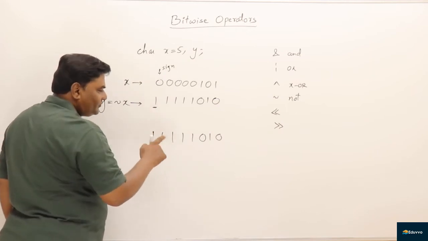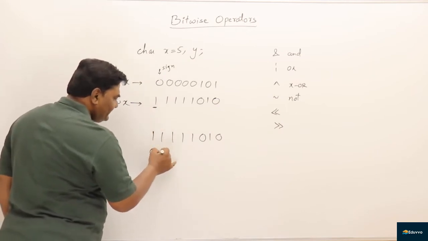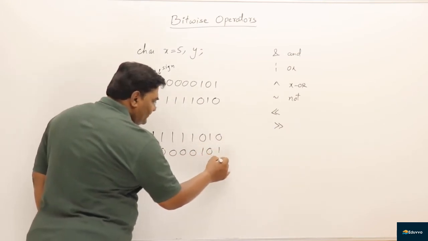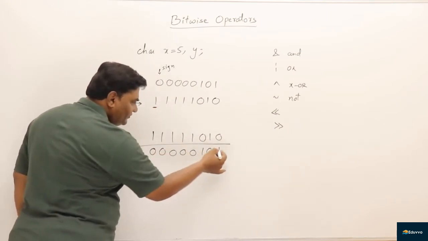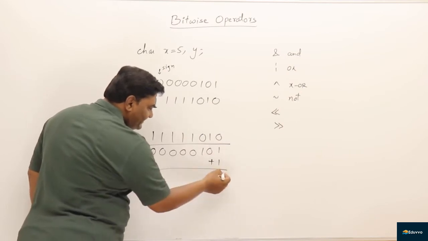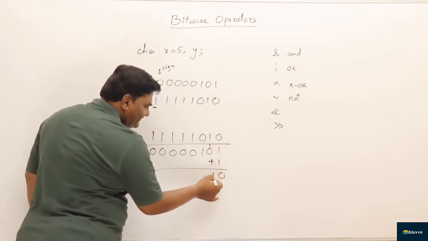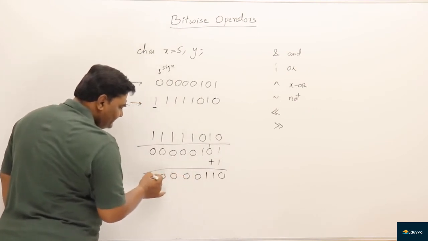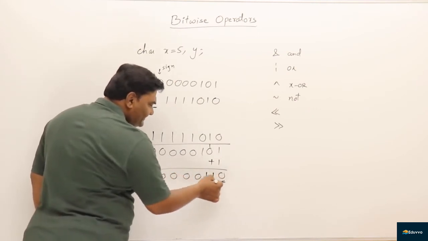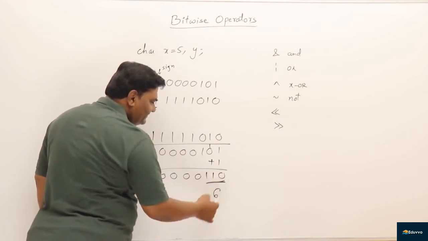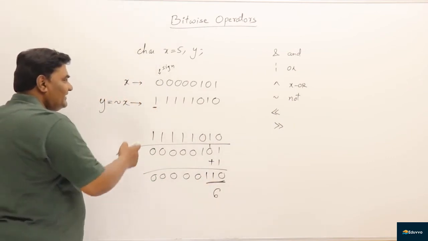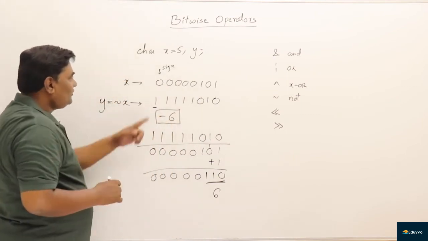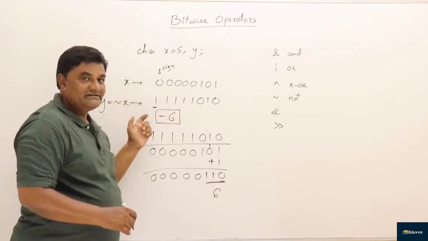First convert zeros to ones and ones to zeros. So this is 0 0 0 0 0 1 0 1. Then add 1 to this number. So 1 plus 1 is 2, that is 0 carry 1, and this is 1 and this is 1. Then 0 0 0 0 0. Then how much is this? 6. So this is a negative 6. So NOT of 5 is minus 6.